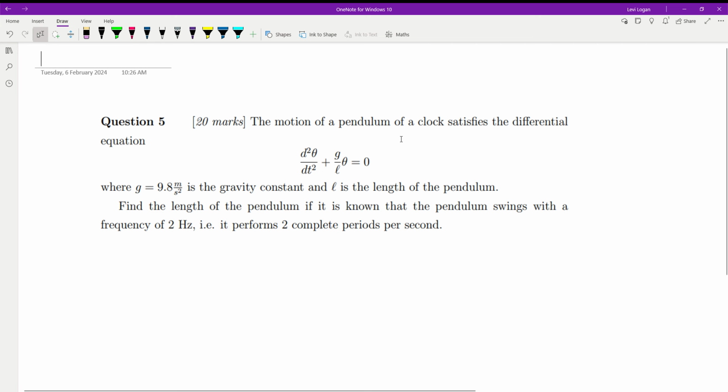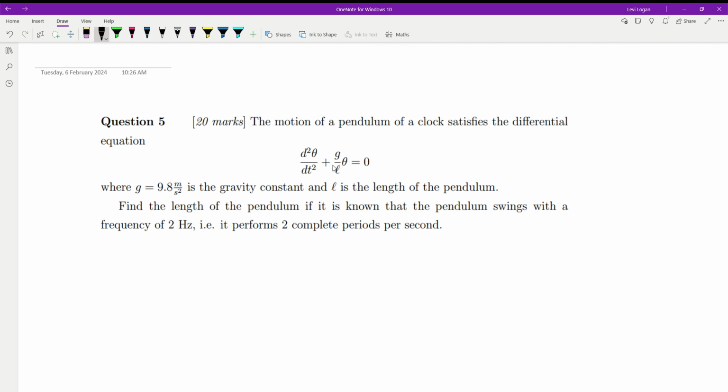In today's video we're going to be solving an application of a differential equation. This is taken from an exam, and let's just get straight into it. The motion of a pendulum of a clock satisfies the differential equation: the second derivative of theta with respect to time is equal to some constant g over the length times the function theta. They tell us that g is 9.8 meters per second squared, the gravitational constant, and L is the length of the pendulum. Find the length of the pendulum if it is known that the pendulum swings with a frequency of 2 hertz and it performs 2 complete periods per second.